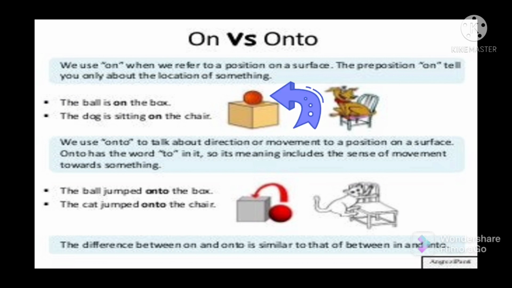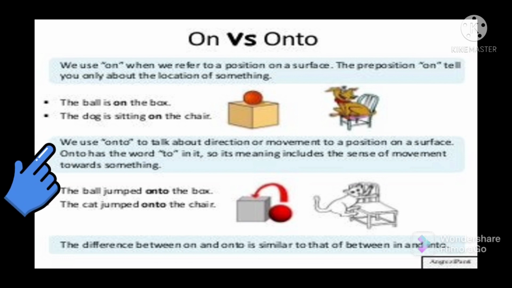Like we can take, the ball is on the box. The dog is sitting on the chair. Next, we use onto to talk about direction or movement to a position on a surface. Onto has the word "to" in it, so its meaning includes the sense of movement towards something.